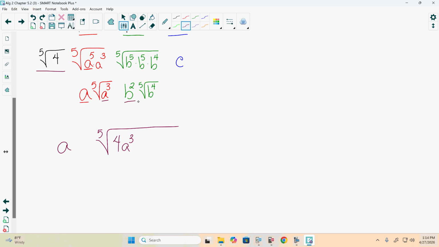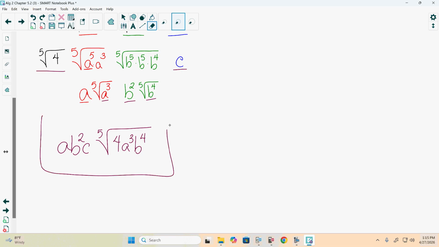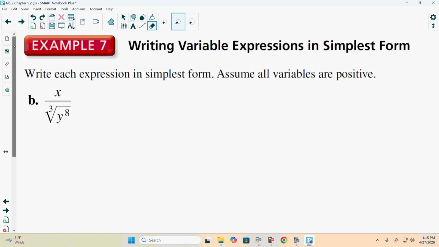B's. Well, we had 2 that came out of the radical, but we still had 4 left inside. And lastly, c. The only c we had came out, telling me that my final answer is ab squared c times the fifth root of 4a cubed b to the 4th. So we simplify out what can come out, we leave what's inside. Questions on this here? We're ready for the next one.